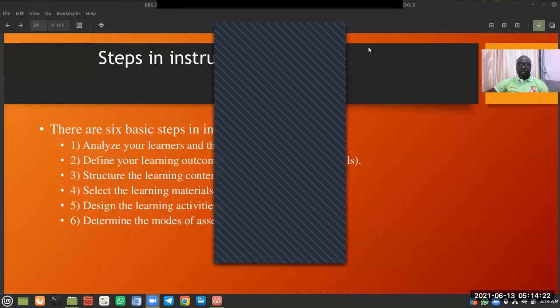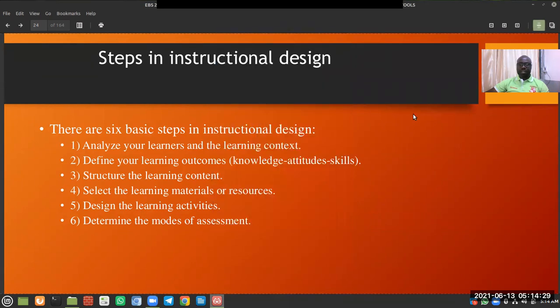And this morning, I would want us to continue with our lessons where we left off. I think the last time we met, or the last lesson we had, we thought about the steps in instructional design, and I mentioned that there were 6 basic steps in instructional design, 6 basic steps.